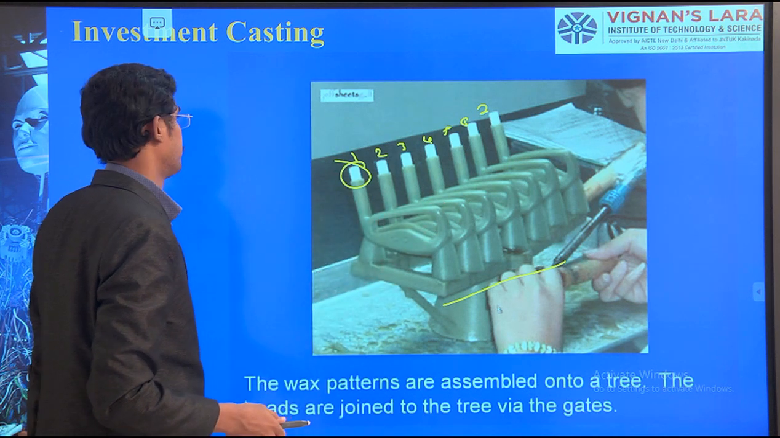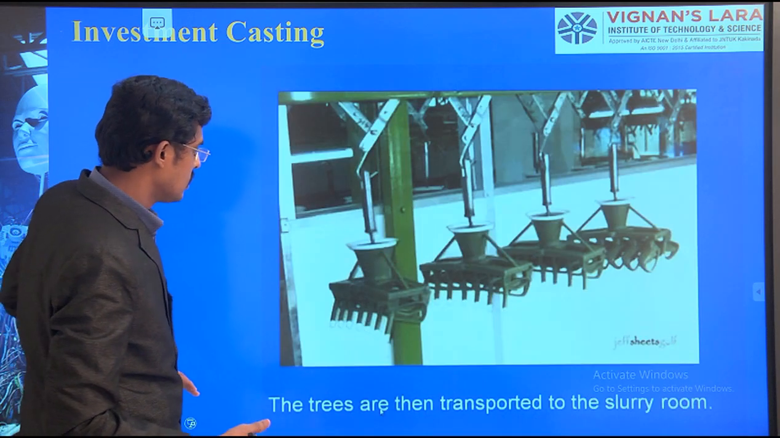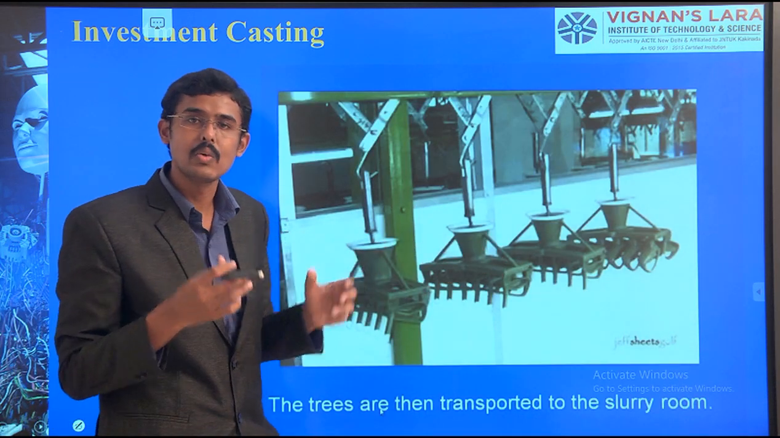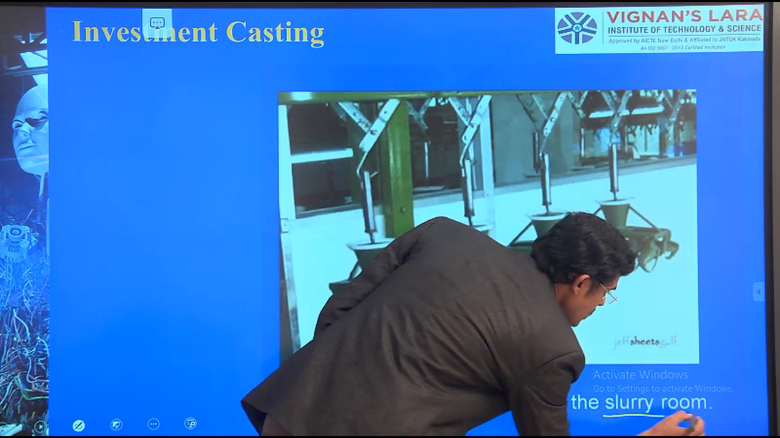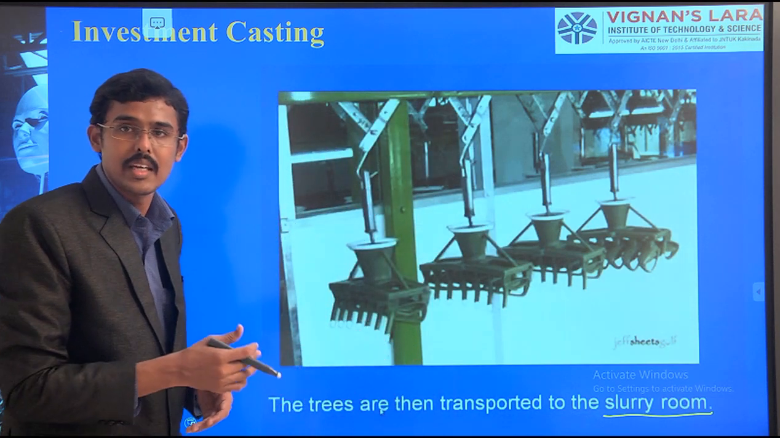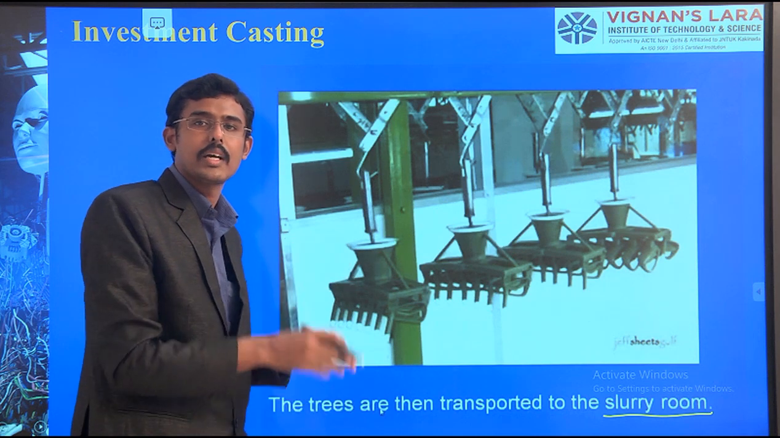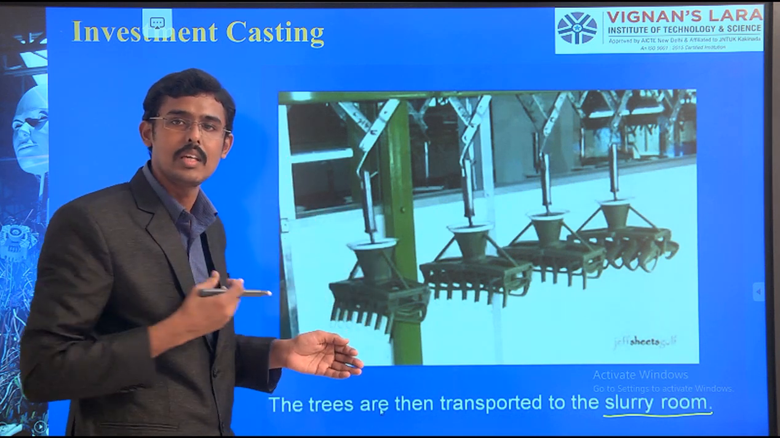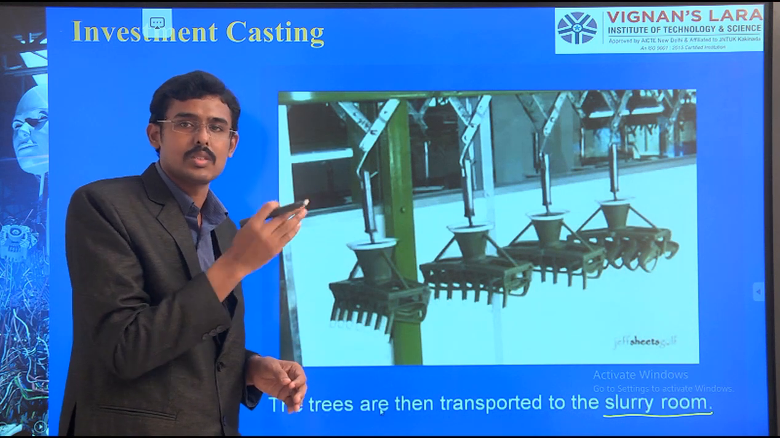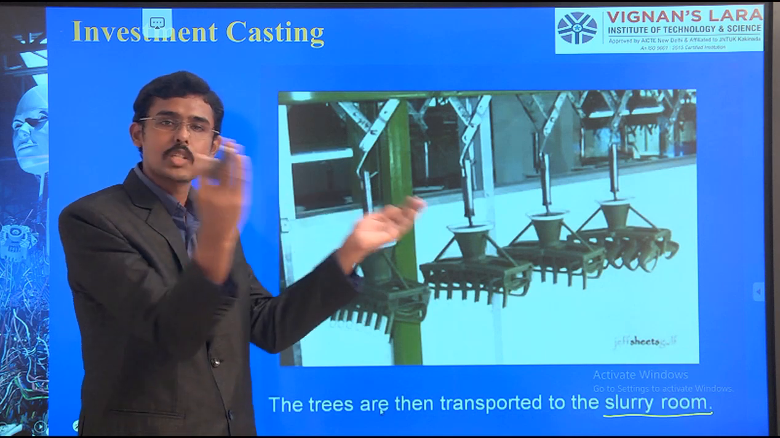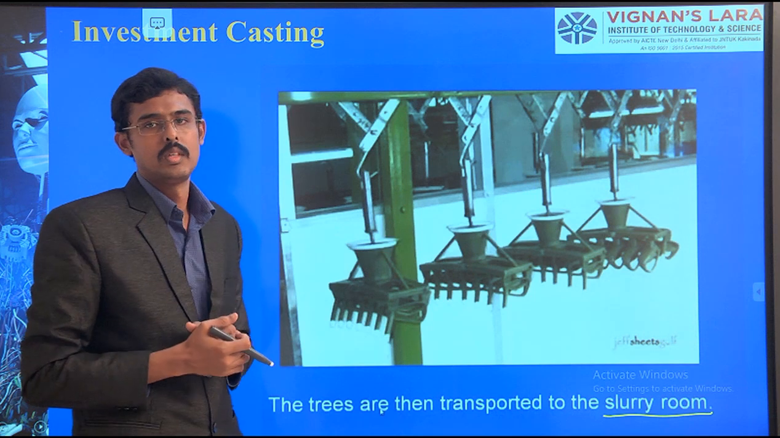Two steps are over. Next, these setups are transferred to the slurry room. The trees are then transported to the slurry room. The next stage after assembly is to build the ceramic shell. I told you multiple times we have to dip, because we are creating a ceramic shell around the wax pattern. Then we go to the dewaxing process, and the cavity with respect to the ceramic shell will be there. We are going to pour on the ceramic shell only. That is what we are preparing.